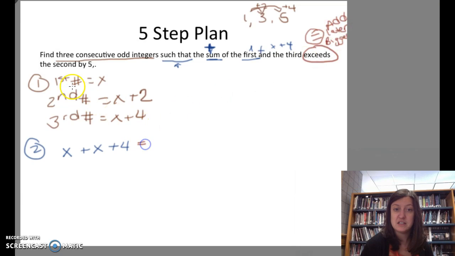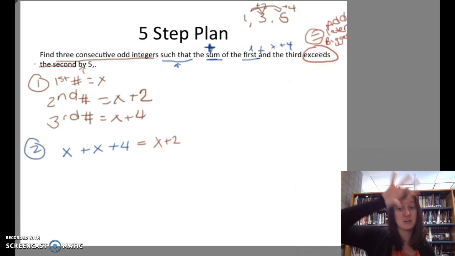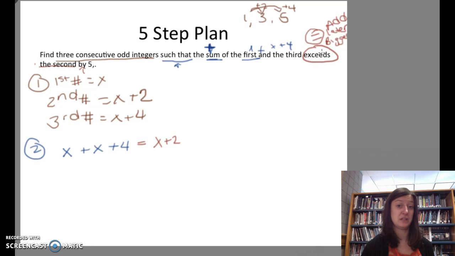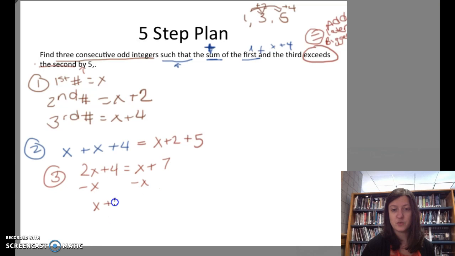So exceeds the second by. Well, by is now going back here. That exceeds kind of was like a precursor of what's happening later. That by is saying it's happening now. By 5. We know exceeds means bigger. So now we're going to solve it. 2x plus 4 equals x plus 7. x plus 4 equals 7. x equals 3. Plug it in.